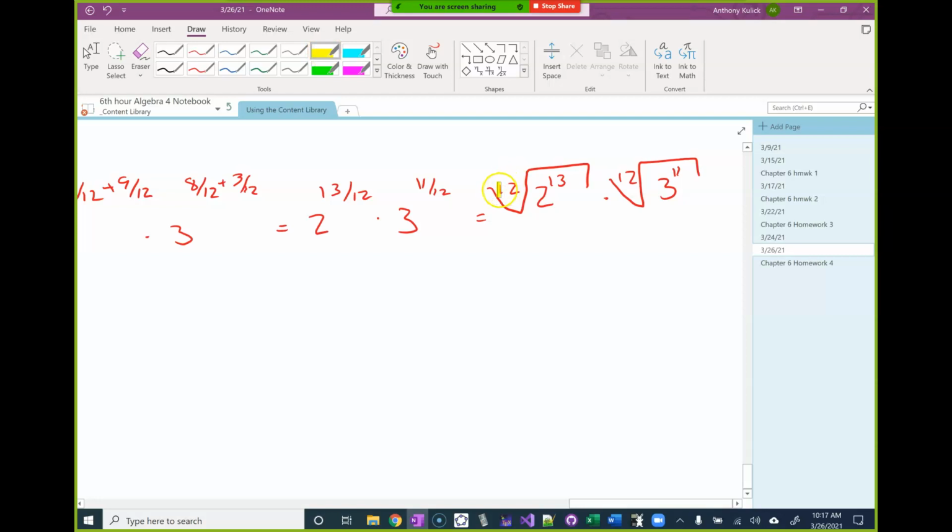But notice that the exponent on the 2 is greater than the index for our radical. So that one can reduce. So I can think about that as 2 to the 12th and then 2 to the 1st. So I can take a 2 out. I have the 12th root of 2 to the 1st times the 12th root of 3 to the 11th. And those are the same radical, so I can just multiply the stuff underneath them together.